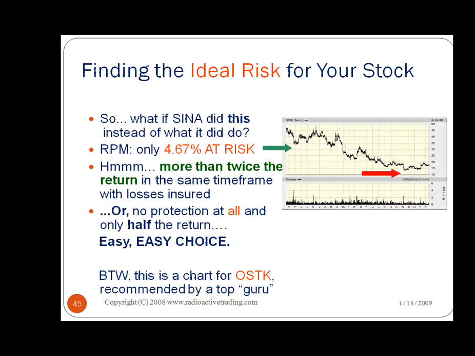Okay, but here's the real benefit of the insurance. What if Cena had done this instead of what it did do? In a radioactive profit machine, I would only have 4.67% at risk. If I'm buying stock and selling calls against it, well, let's just say this. This is the chart for Overstock, which was recommended a few years ago by a top covered calls trading guru. She would tell you that right now the stock is in winter. So if you bought it at $40 a share and it's trading around $10, $12 a share, I guess you haven't really lost anything. It's just going through a season.